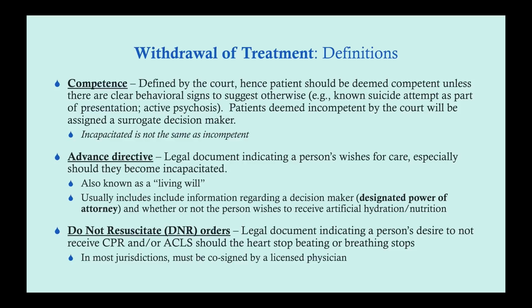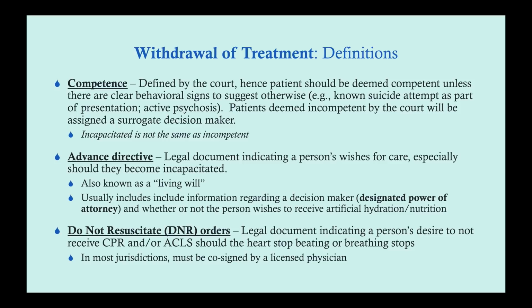An advance directive is a legal document indicating the person's wishes for care, especially should they become incapacitated. So this typically comes down to things like artificial hydration, nutrition. Do they want a feeding tube? Really concerned about some of the more problematic things like being in a persistent vegetative state, which is something we'll talk about in a little bit. An advance directive is also known as a living will. You hear that term thrown around a lot more by lay people, but in the medical community, we refer to this as an advance directive.